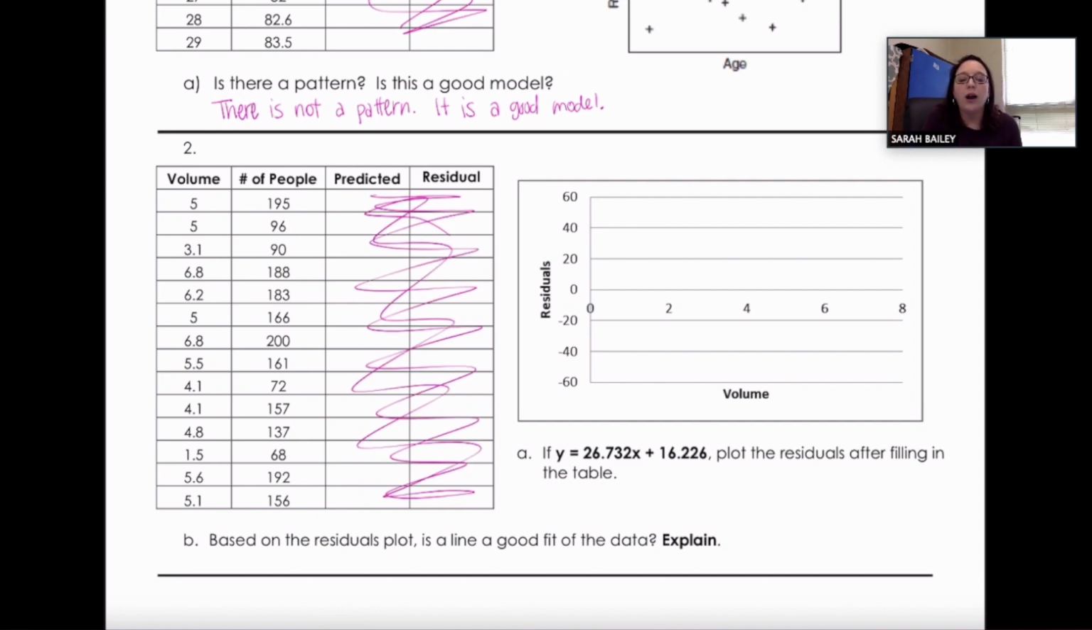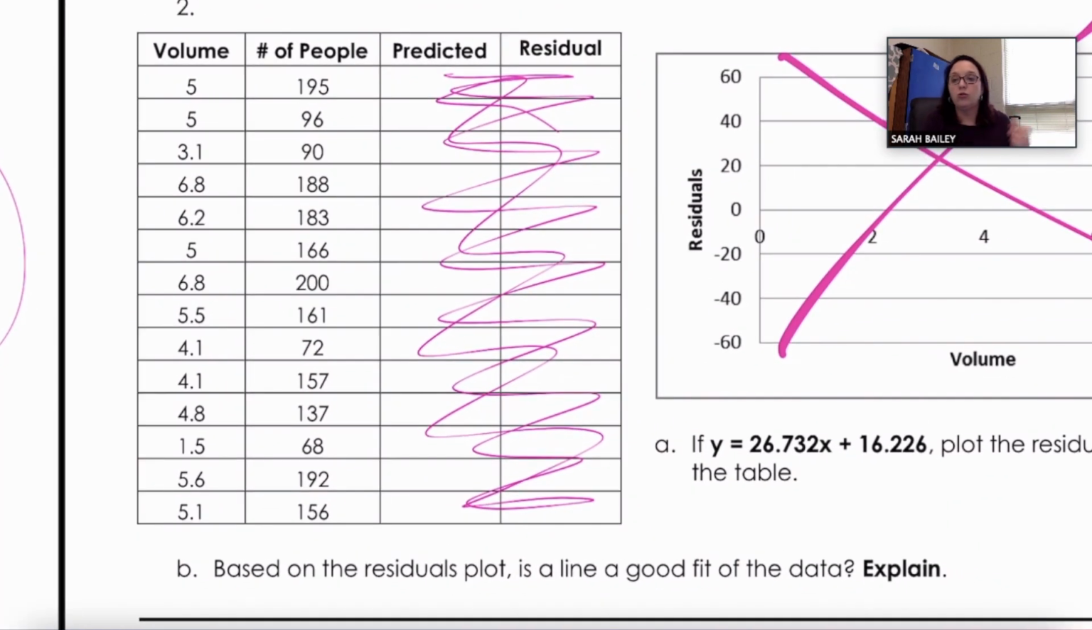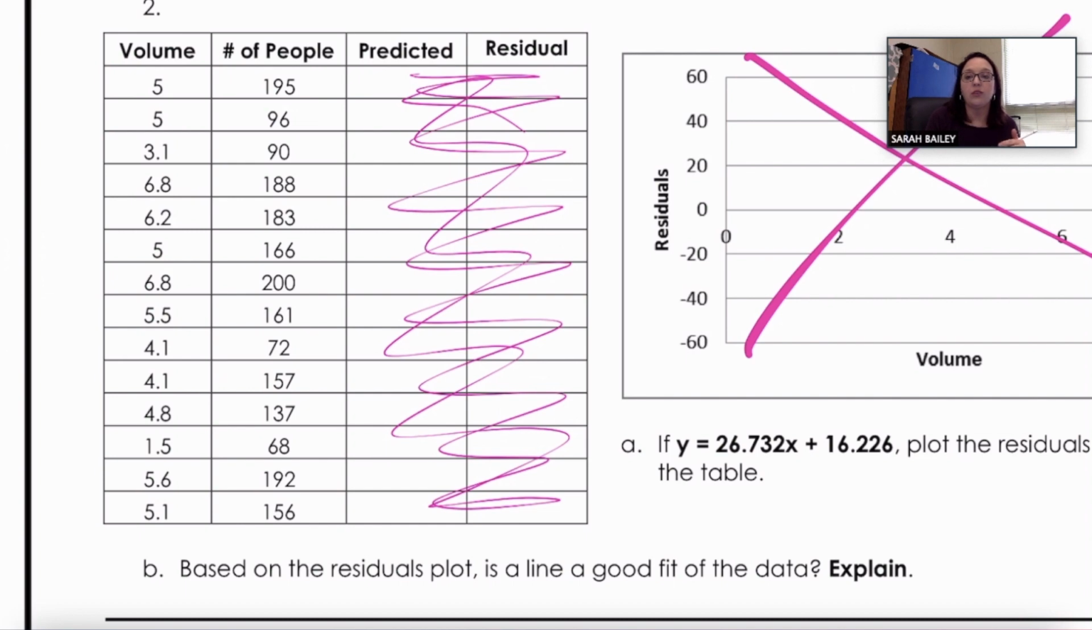So part A says if y equals 26.732x plus 16.226, plot the residuals after filling in the table. So we're actually not going to plot the residuals either, because we're going to do that on the graphing calculator, on Desmos. All right, and then it says, based on the residuals plot, is a line a good fit of the data, explain? Well, in order for me to be able to determine whether or not that line of fit is a good fit for the data, I'm going to have to enter that data into my calculator and follow the same steps I did before.